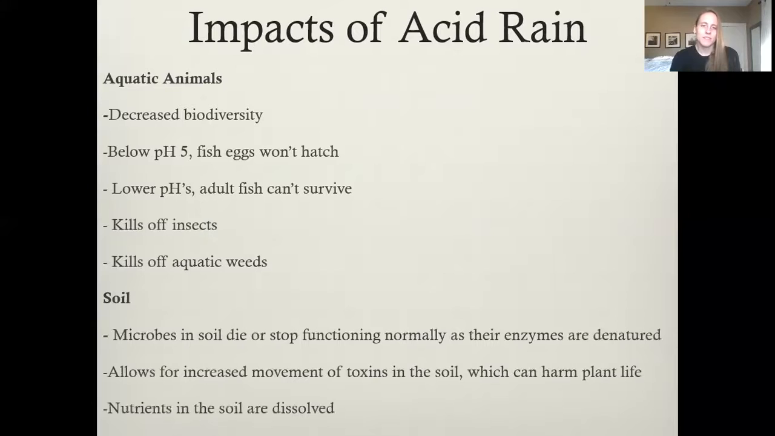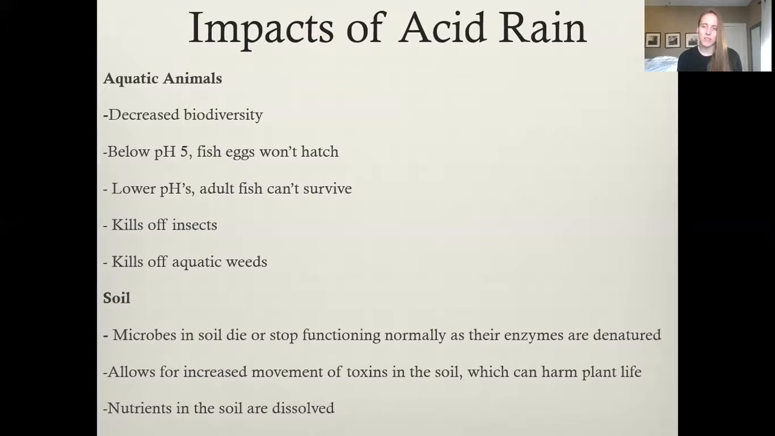So there's a lot of different impacts of acid rain. It can decrease biodiversity, it can kill off fish and decrease their populations, it can kill off insects and weeds, which fish feed on. It can kill off microbes that are in the soil, and so they don't function as well anymore. If you don't have the right microbes in your soil, it'll shut down some of your nutrient cycles, like the nitrogen cycle, for instance, so plants won't be able to get as much nutrients from the soil.